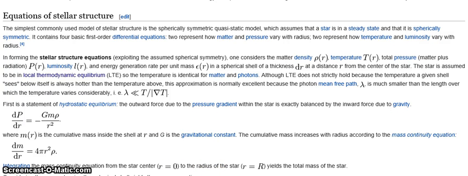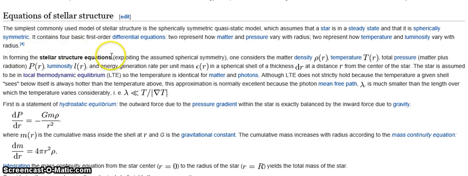Alright, let's jump right in. People want to see where the establishment really screwed up. Here it is. I'll explain it to you. It's in the equations of stellar structure. Alright, this is going to get pretty verbose, so hang in there.